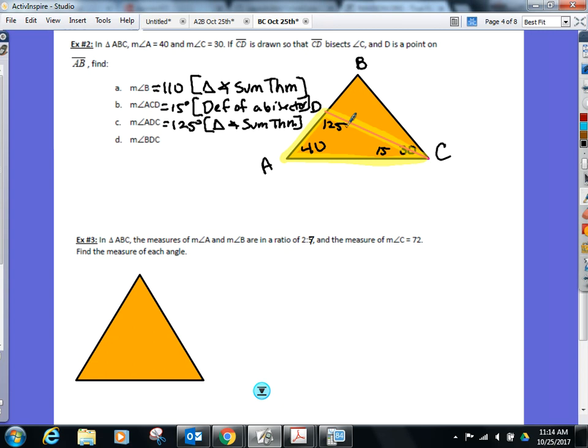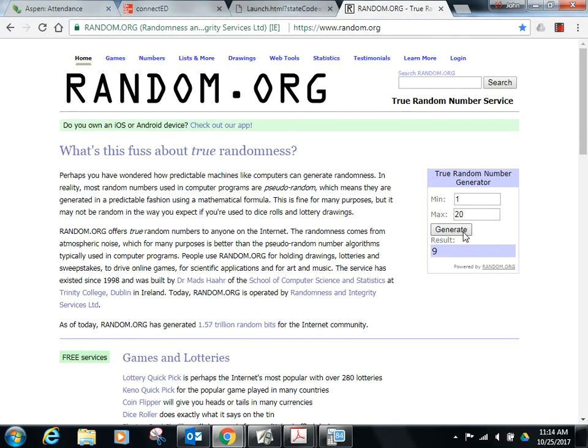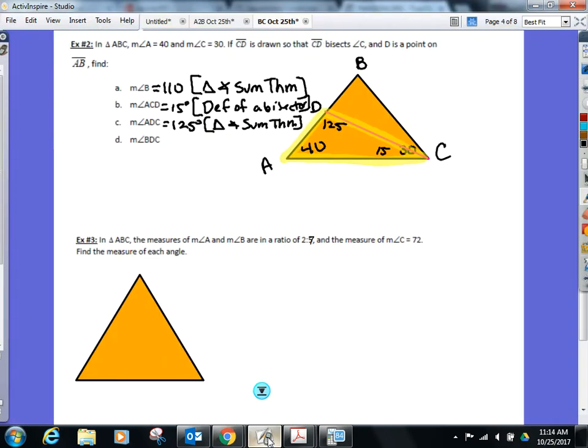Ready for the last part? BDC, find that angle, find BDC for me, and then try to find out what it is. B to D to C. It's 55. Now, I'm going to ask Justin how he found it, but there's actually 2 different ways he could have found it. And I want to talk about both ways. How'd you find it?